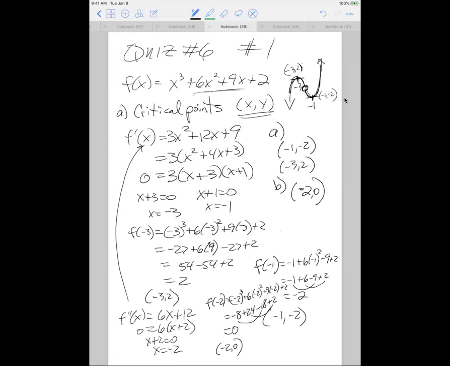And notice that negative 2 is halfway between negative 1 and negative 3. And in this case, 0 is halfway between 2 and negative 2. So the inflection point is at (negative 2, 0). That's the answer to part B. Okay, let's hit part C in just a second here.